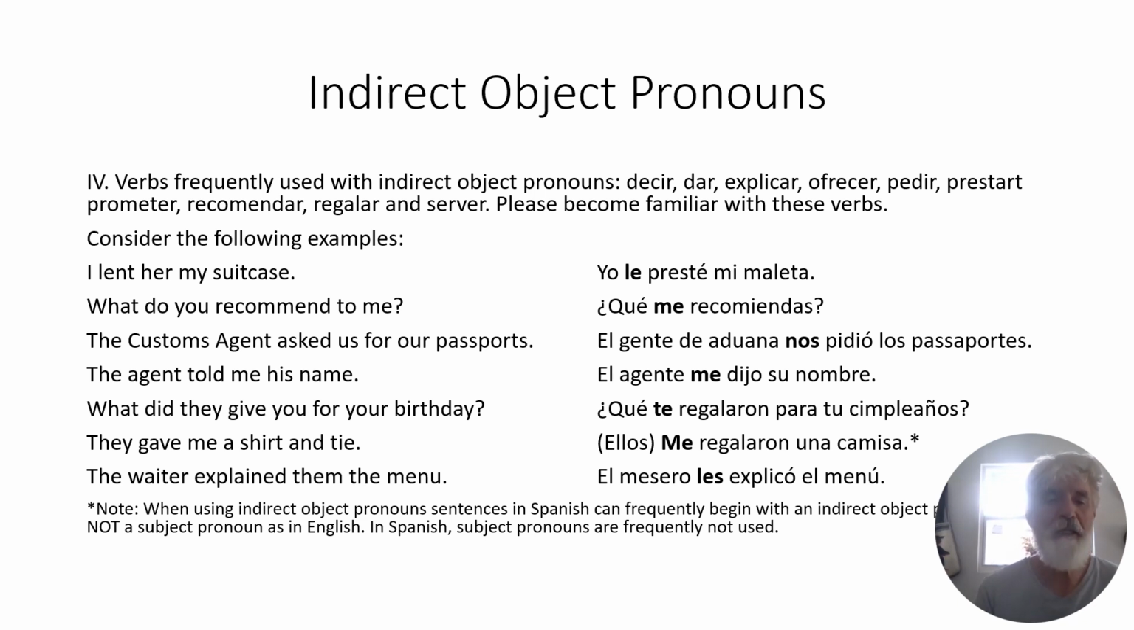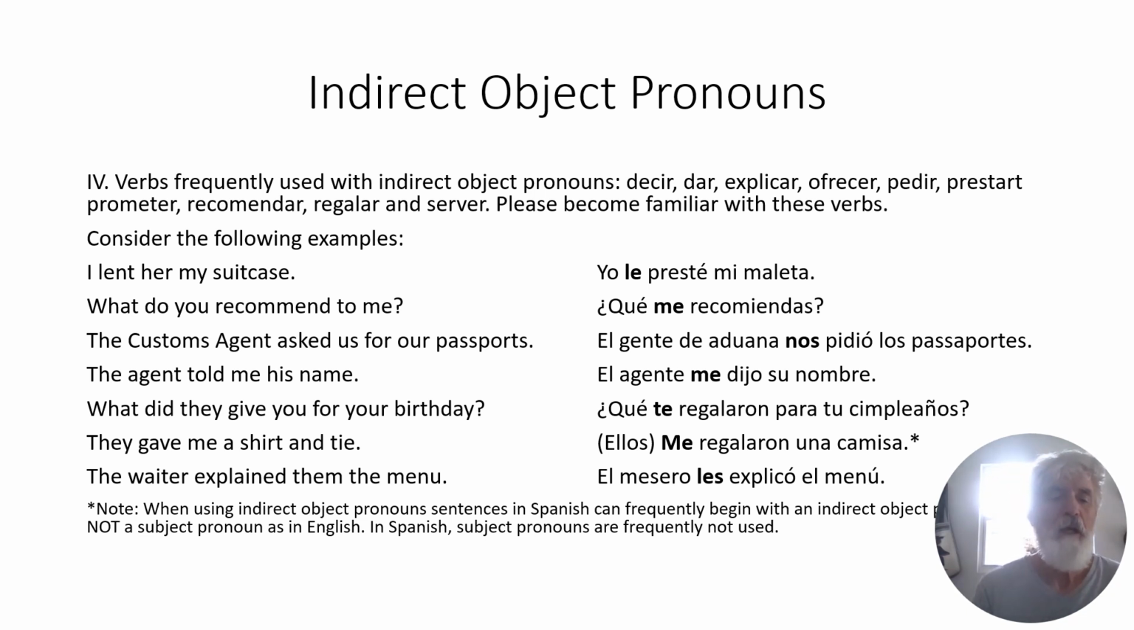Okay. What did they give you for your birthday? Here's a question. ¿Qué te, and I'm using the informal you, ¿qué te regalaron para tu cumpleaños? Here's another one. They gave me a shirt and tie. Now, remember in Spanish, you don't always have to use the subject pronoun. You can tell from the verb. Regalar is to give something to somebody for free. So, ellos me regalaron una camisa. Or I could simply have said, me regalaron una camisa. I can tell from the ARON ending, it's the ellos ending.